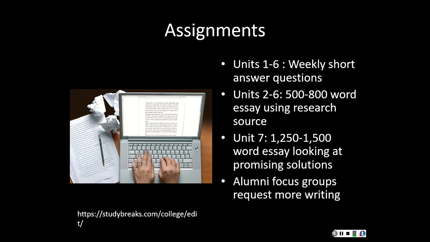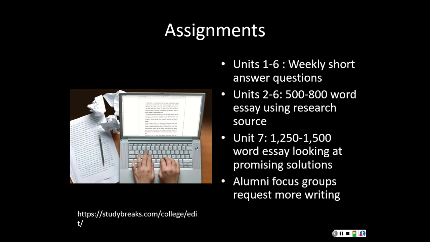There'll be 7 modules in this course. Units 1 through 6 will have weekly short answer questions. Those will be worth 5% each. What those questions will be is information from the material and the lecture, and you'll be asked to write a paragraph to answer the given question. Also, on units 2 through 6, you'll have a 500 to 800 word essay that will involve you having to do outside research to answer the question. All right. Those essays are worth 10% each.